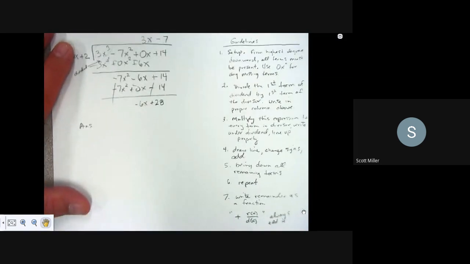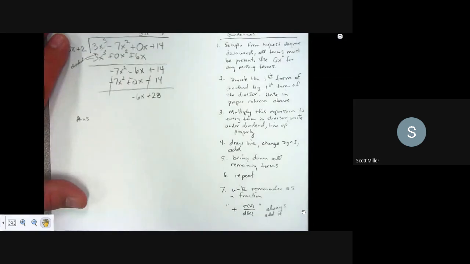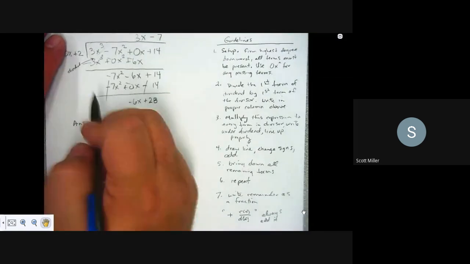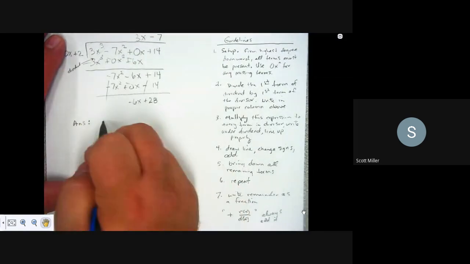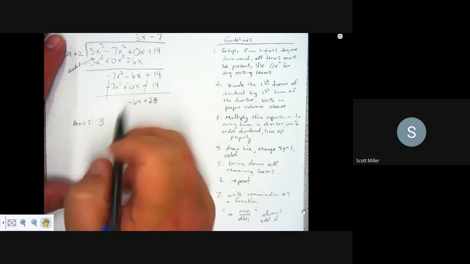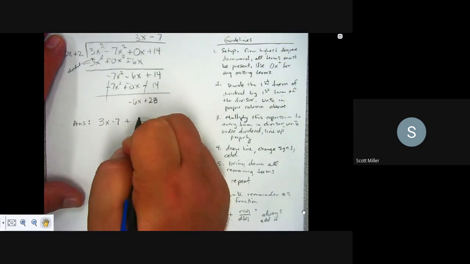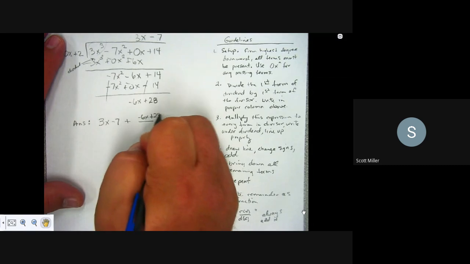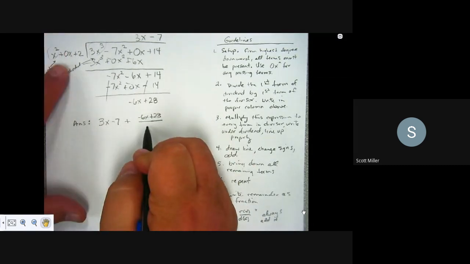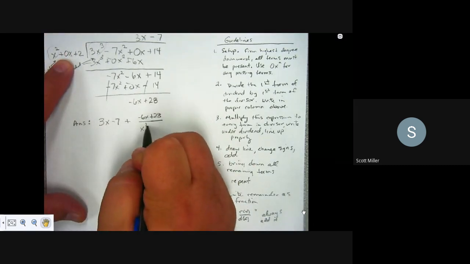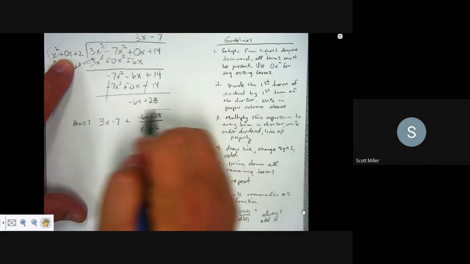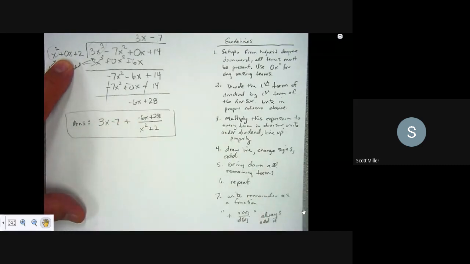So let's move this down so you can see a little bit more. Oh, it's not going to do it. I always write answer. Here's your quotient. Then plus, and then in a fraction, negative 6x plus 28. And then down below, I don't need the 0 anymore, so it's going to be x squared plus 2. So this would be your answer right there.